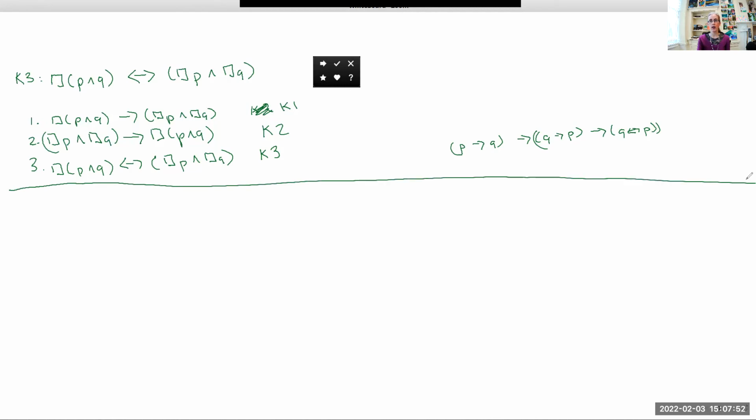Now, the first derived rule that I'm going to give you is Derived Rule One. I know, what a great name for it.